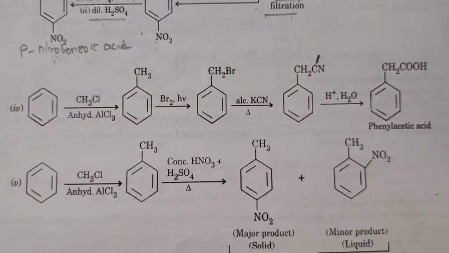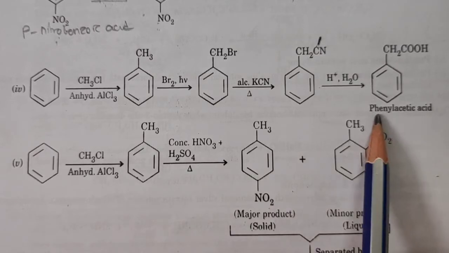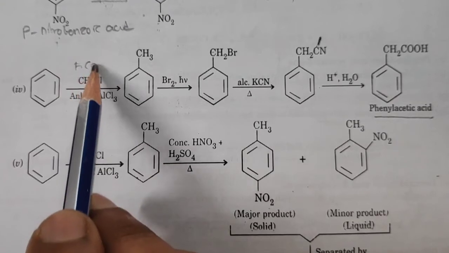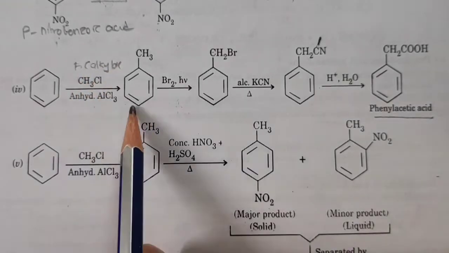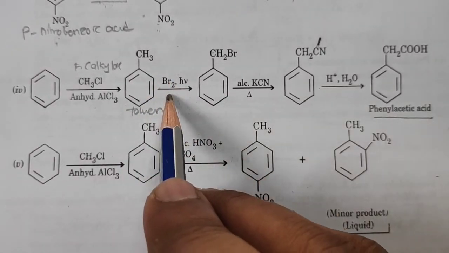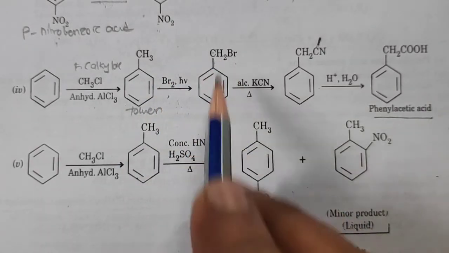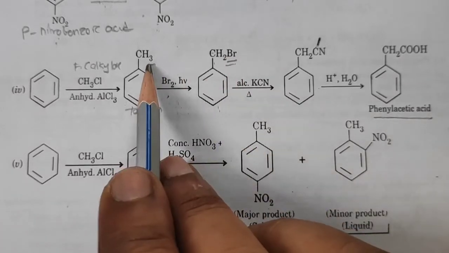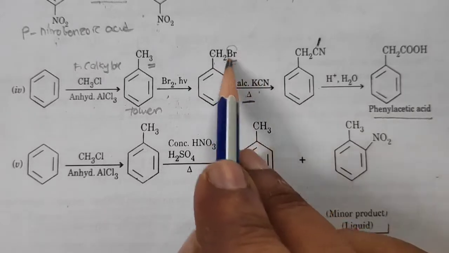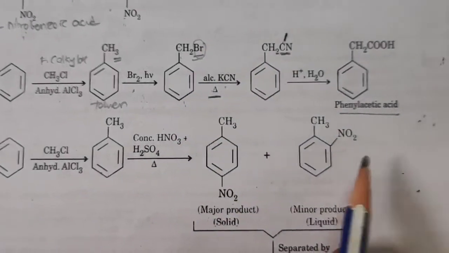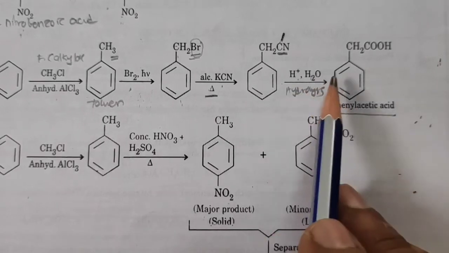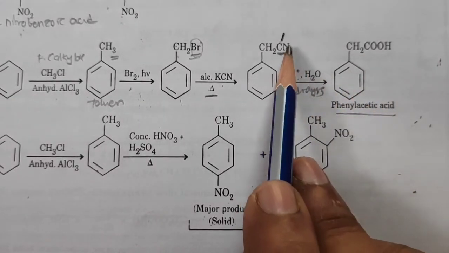Then the next one given here, that is to prepare phenyl acetic acid. Now phenyl acetic acid, again same, Friedel-Crafts alkylation. Clear? You get toluene or methyl benzene, then bromine and hv. This is your bromination. You will get bromo group substituted instead of this hydrogen. Then alcoholic KCN, and heating the mixture, this Br group will be substituted by CN group, further on hydrolysis.